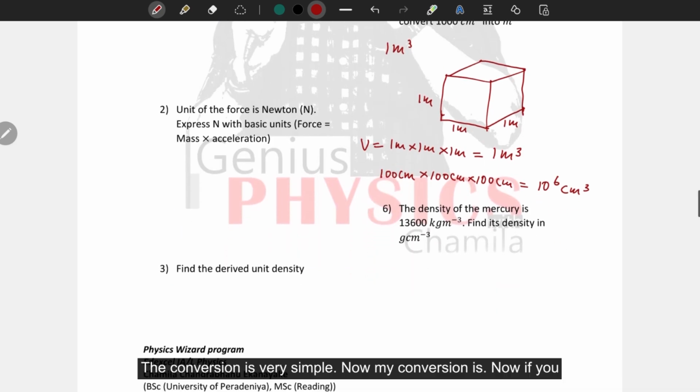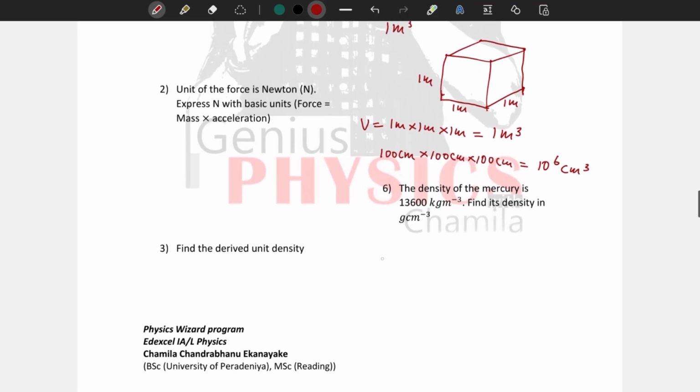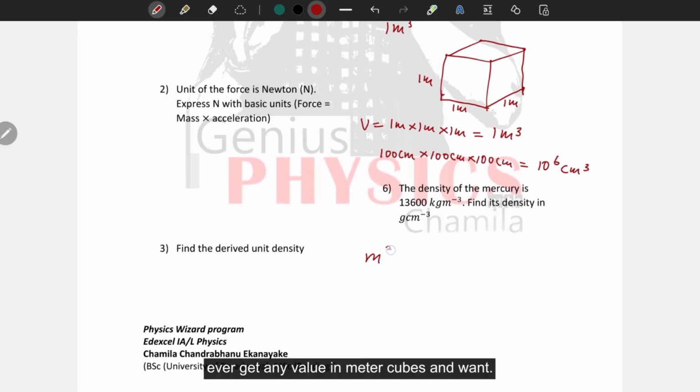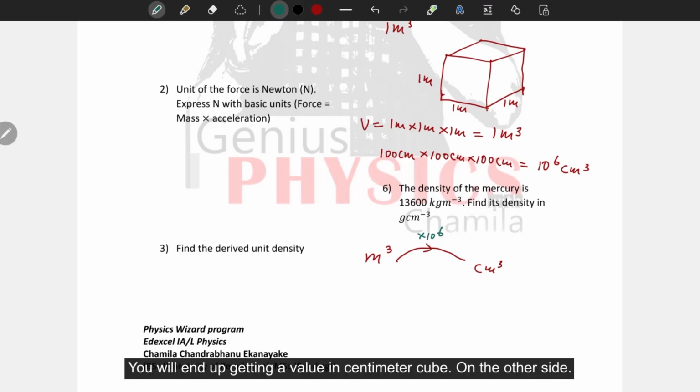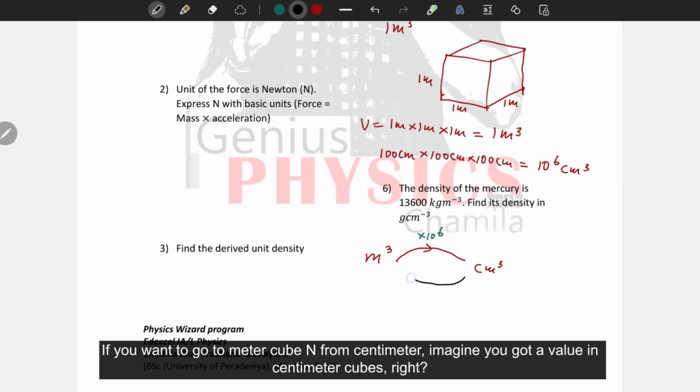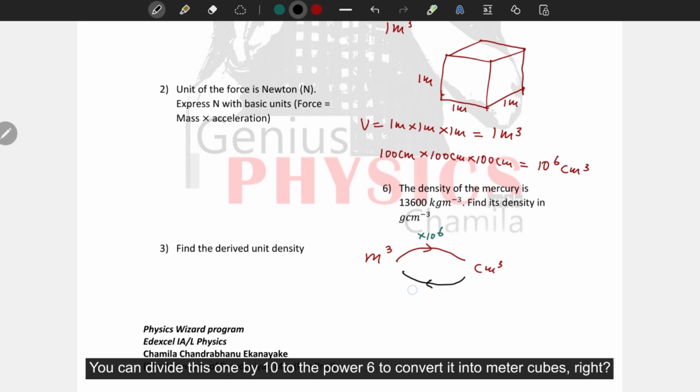Right. The conversion is very simple now. If you ever get any value in meter cubes and you want to convert it into centimeter cubes, simply multiply it by 10 to the power 6. You will end up getting a value in centimeter cubes. On the other side, if you get a value in centimeter cubes, you can divide it by 10 to the power 6 to convert it into meter cubes.